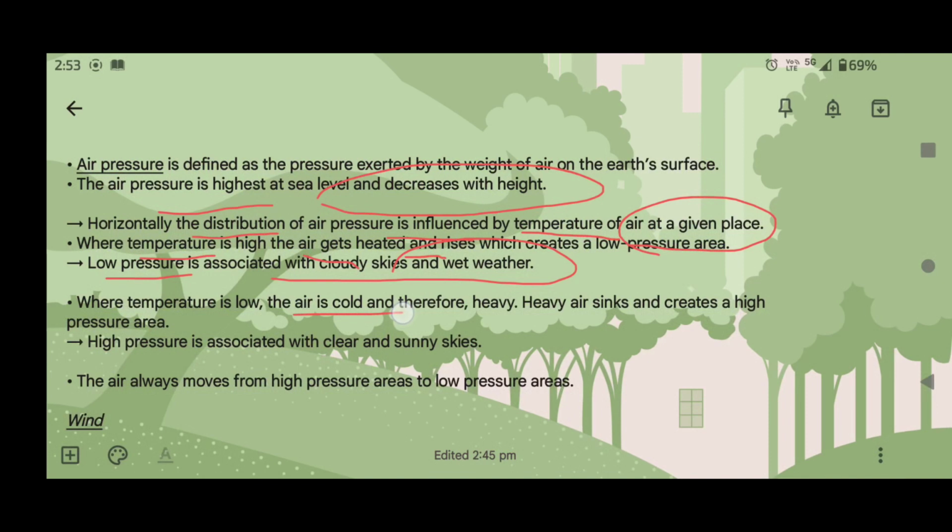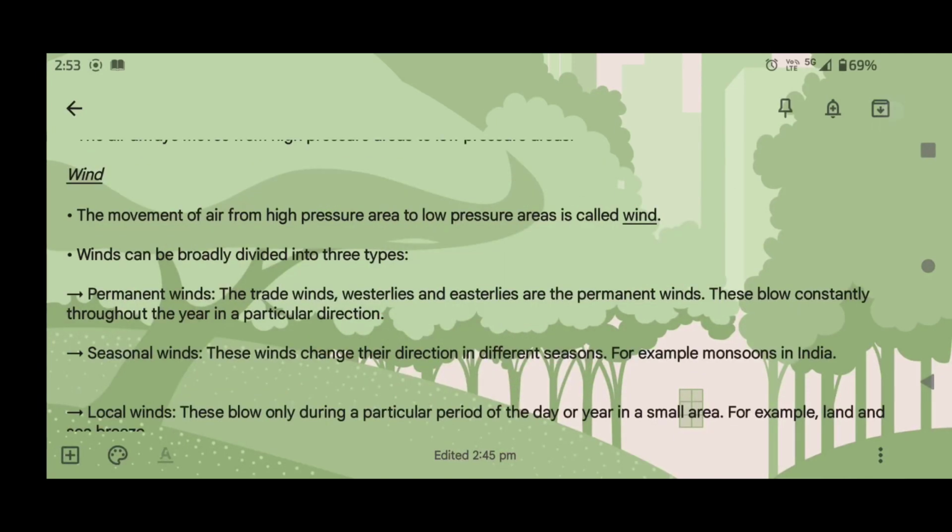Where temperature is low, the air is cold and therefore heavy. Air sinks and creates a high pressure area. High pressure is associated with clear and sunny skies. The air always moves from high pressure areas to low pressure areas. Winds. The movement of air from high pressure area to low pressure areas is called wind.